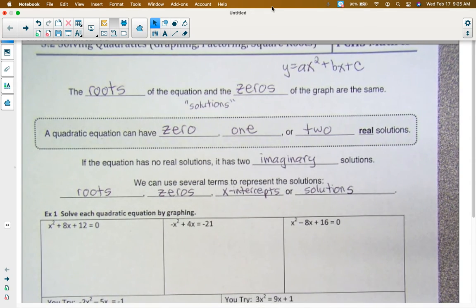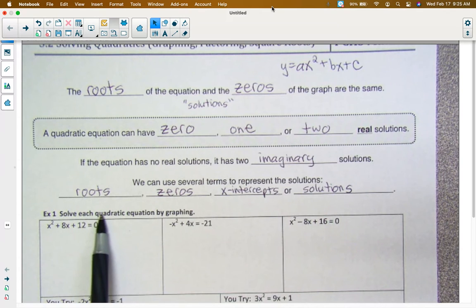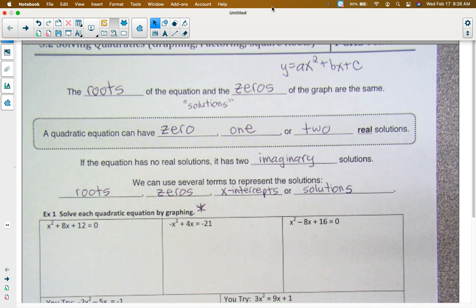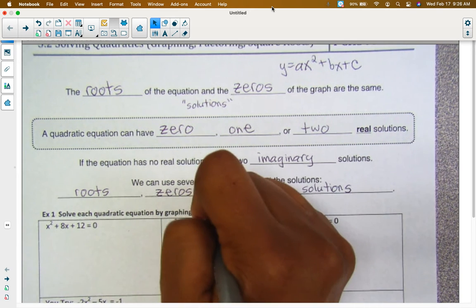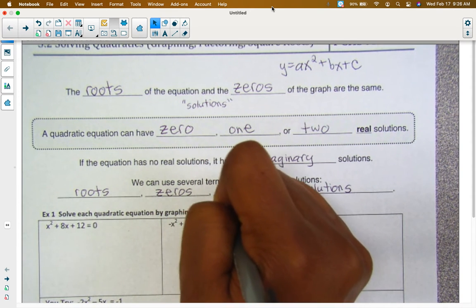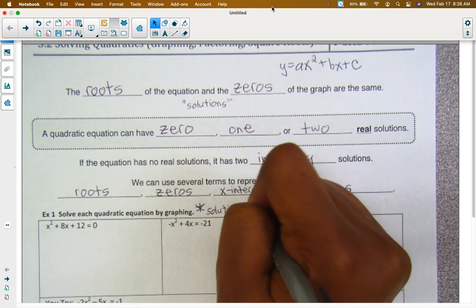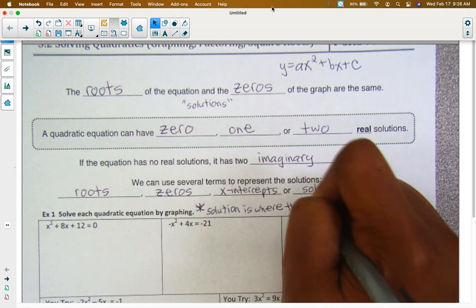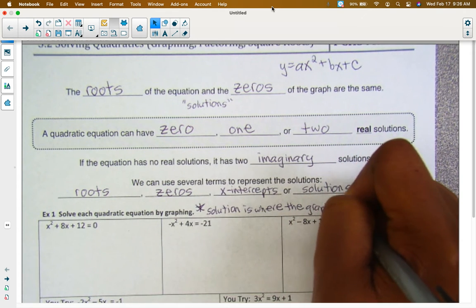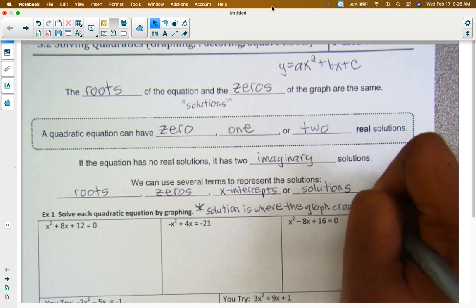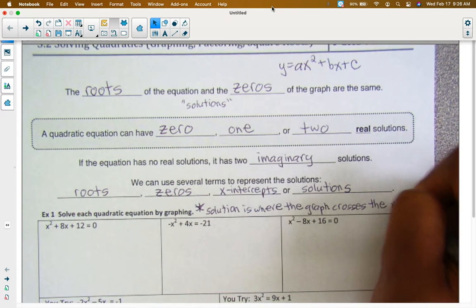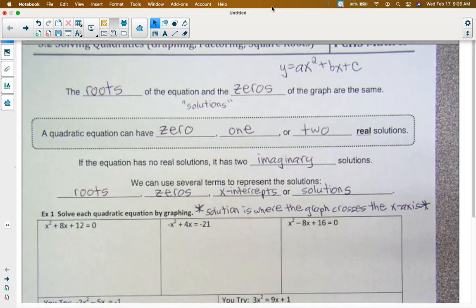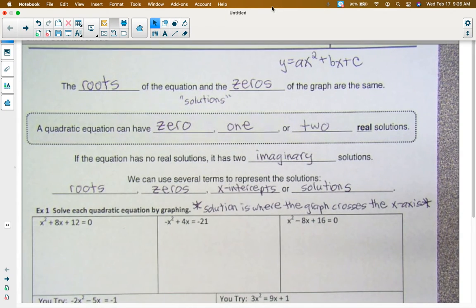So we're moving on to the first method. It tells us to solve each quadratic equation by graphing. Your solution, so you want to star this, highlight this somewhere in your notes. Your solution is where the graph crosses the x-axis. So highlight that, star it, underline it, bold it, all that good stuff.